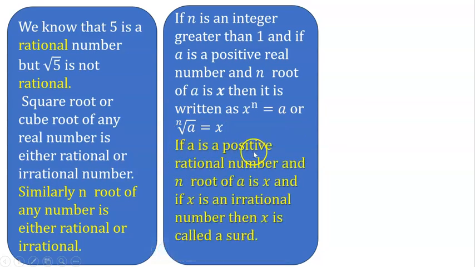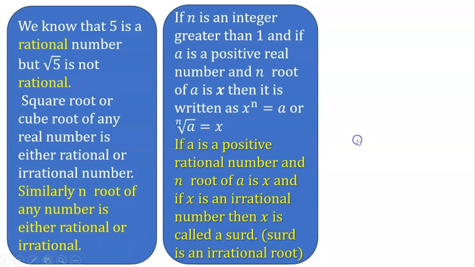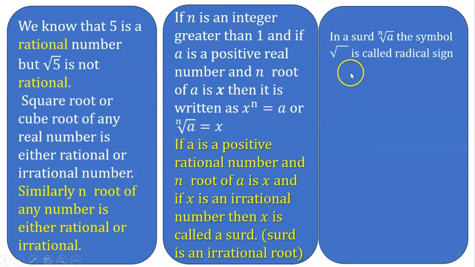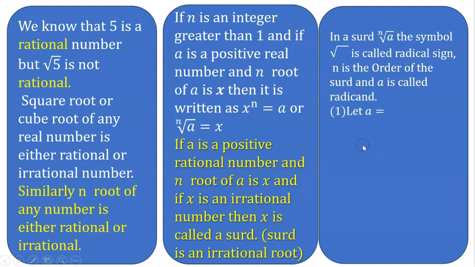If a is a positive rational number and nth root of a is x and x is an irrational number, then x is called a surd. Next, in a surd nth root of a, the symbol is called the radical sign. n is the order of the surd and a is called the radicand.